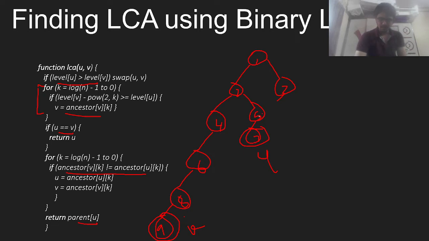Now we'll first try to equalize both of their levels. What is the difference between the levels? 1, 2, 3, 4, so it's 4. Okay, so we'll start from log n. What is log n? n is 8, so it's 3, so we go from 2 to the power 3 down to 2 to the power 0, and we'll try to equalize that. What is the level of v? 1, 2, 3, 4, 5, 6, so the level of v is 6. 6 minus 4 is equal to 2. What is this level? 1, 2, 3, 4, 5, 6. What is this? 1, 2, 3, 4, right?